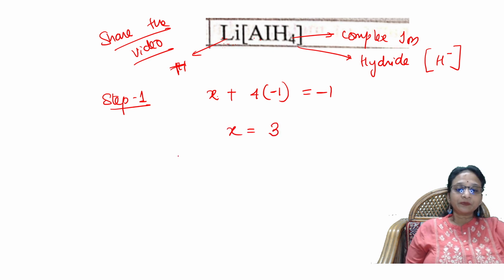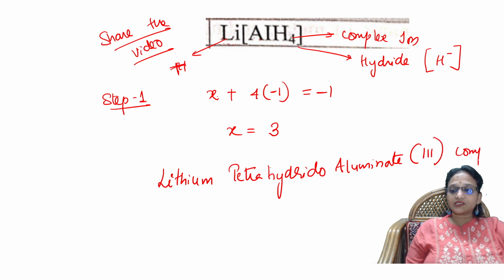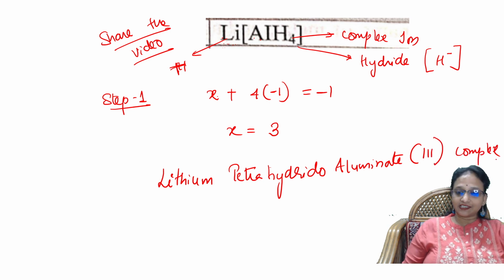Start naming from here. Rule number 1: first, you write the ion which is outside, lithium. How many hydrides are there? Tetra. Hydrogen is negative, isn't it? So you write it as hydrido. This is a metal complex, so you write it as aluminate. How much is the oxidation state? It is 3, Roman number 3, complex. Easy, students? Easy. Let us do one more now.